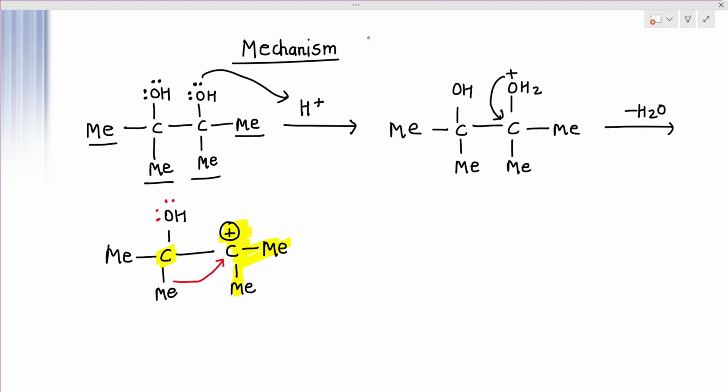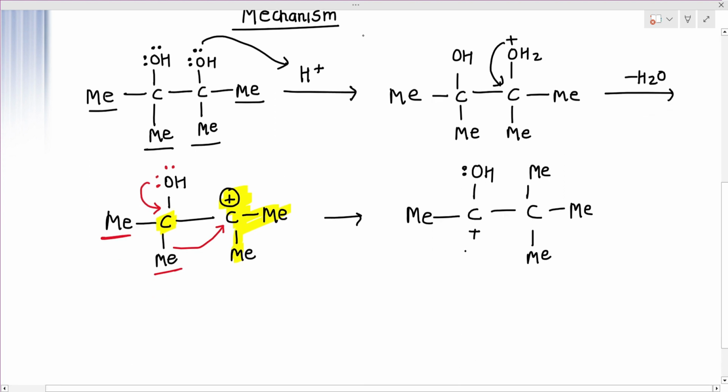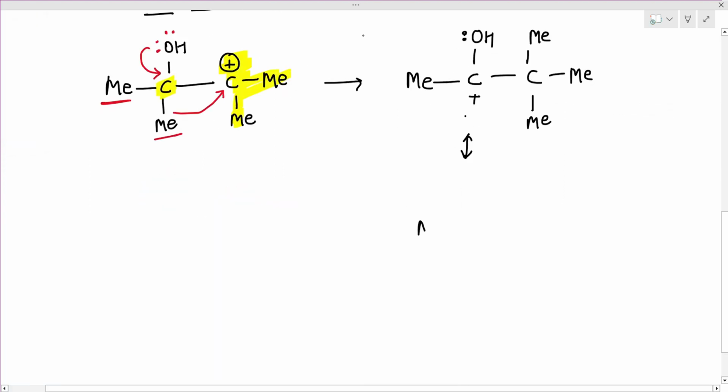Okay, as there are two same groups, this is methyl, so anyone can shift. And this will go like this. So in the first step we are getting a carbocation like this. And then this is the lone pair of electrons, so it will resonate in this manner.